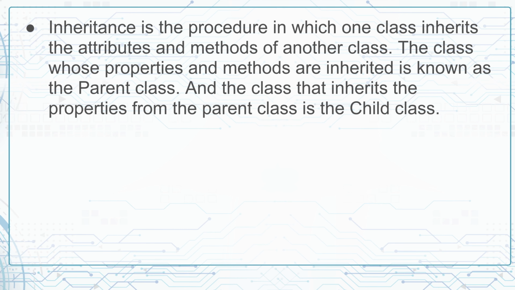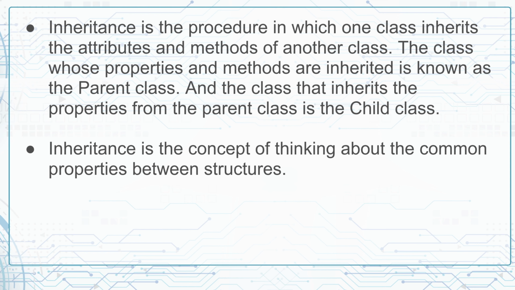So, what is inheritance? Inheritance is the procedure in which one class inherits the attributes and the methods of another class. The class whose properties and methods are inherited is known as the parent class. And the class that inherits the properties from the parent class is the child class. Inheritance is the concept of thinking about the common properties between the structure. So, generally speaking, if you want to understand what inheritance is, you always want to think about the commons between classes and structures.